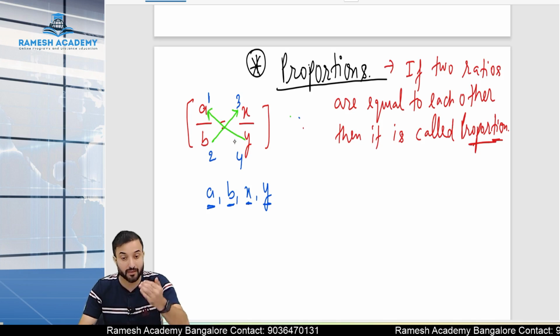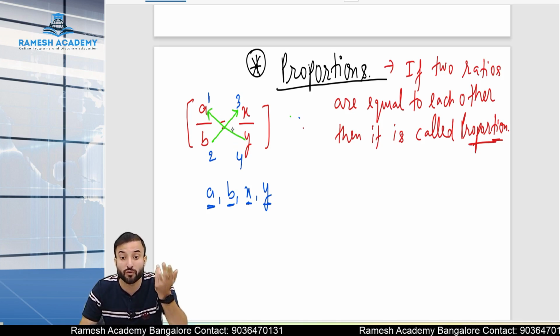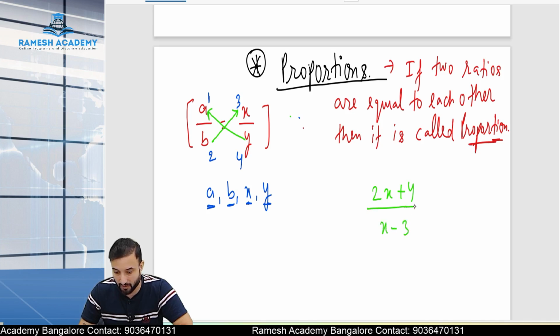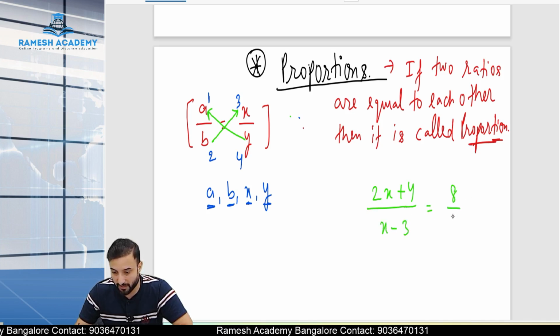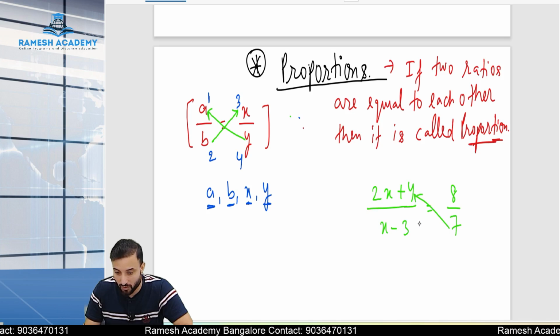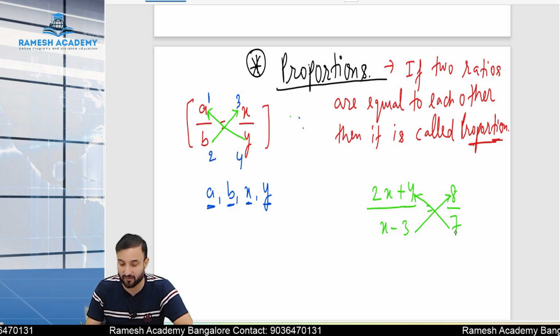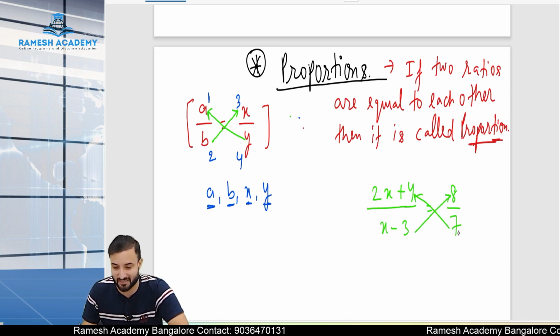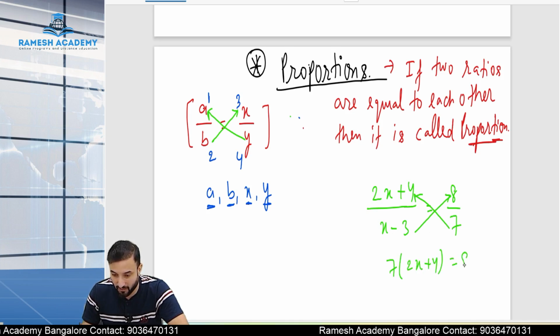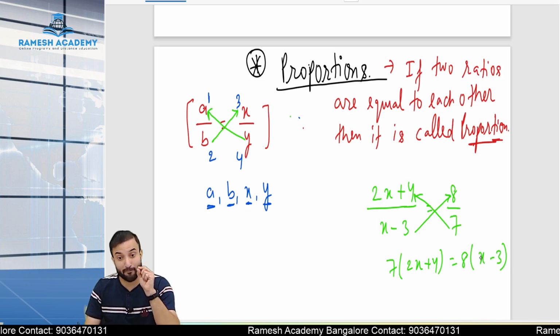Whenever you get a proportion like this, what do we have to do? We have to do a cross multiplication. Suppose (2x + 4)/(x - 3) = 8/7. What we are going to do here is a cross multiplication: 7 will multiply with all of 2x + 4, and 8 will multiply with all of x - 3. That is what happens in proportion.